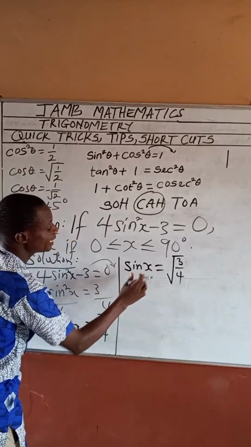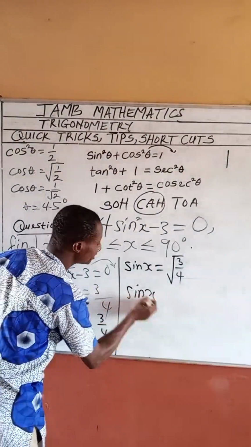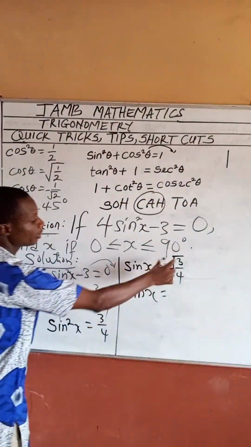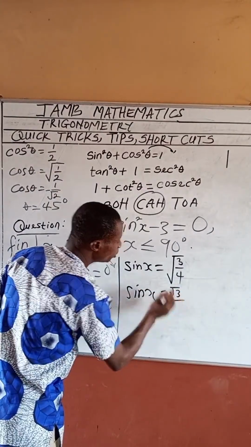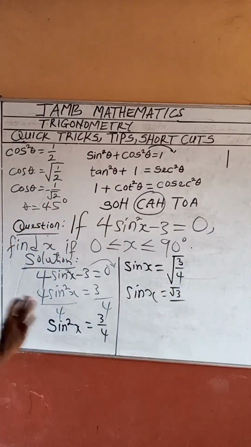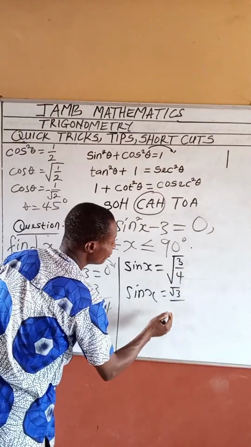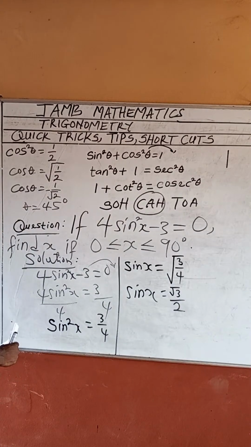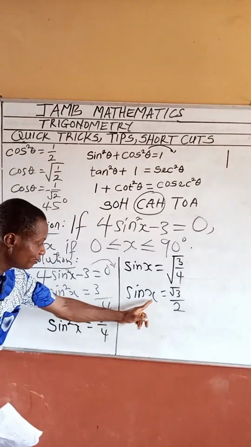Okay, this is sine x. So let's look at it from here. The square root of 3 is 3. We don't want decimals. In JAMB, no need for decimal. Then the square root of 4 is 2. So which of the trig ratios has root 3 over 2 as the value of x?